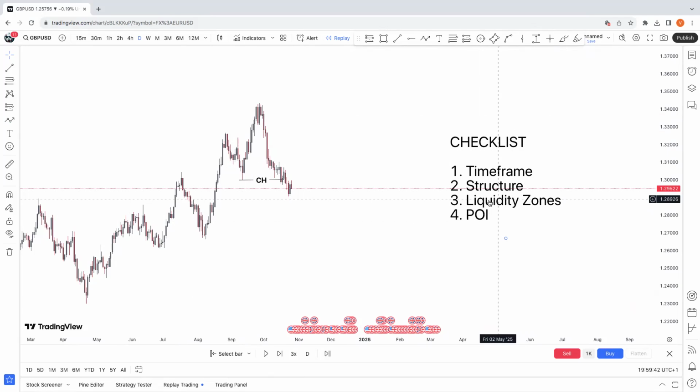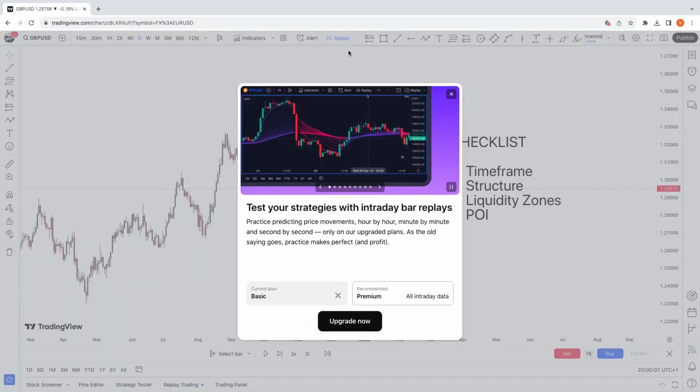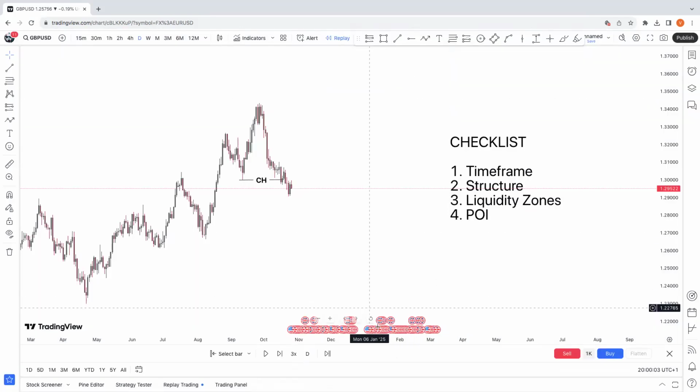So what we are going to do is, since we've identified a trend on our higher time frame and we recognize that this is a change of character, we are going to go to our lower time frame and start looking for sales down here, right? Using our liquidity zones and our POI as our entry points. So let's go down to 30 minutes. Let me cancel this here.